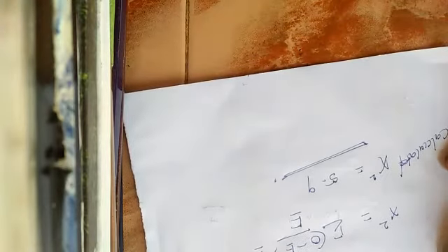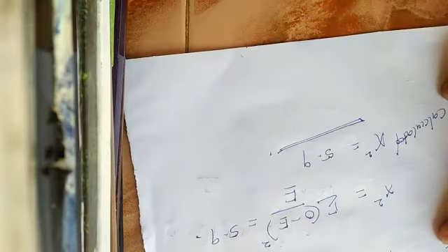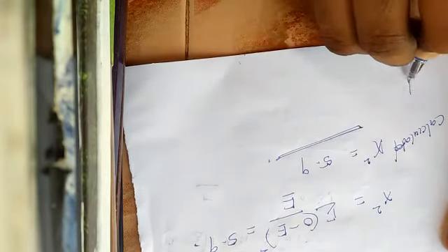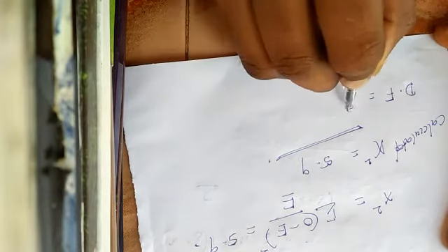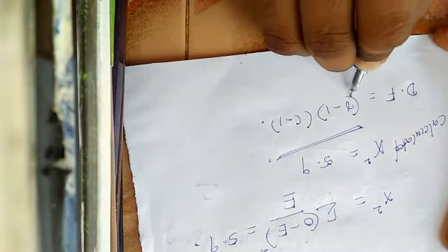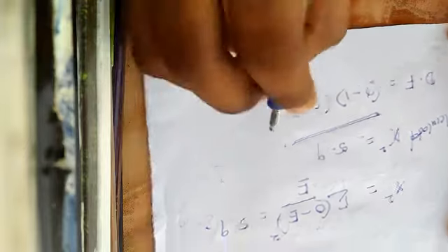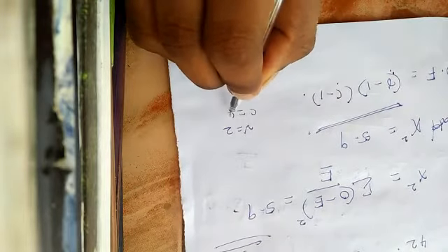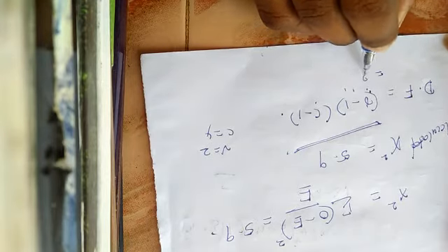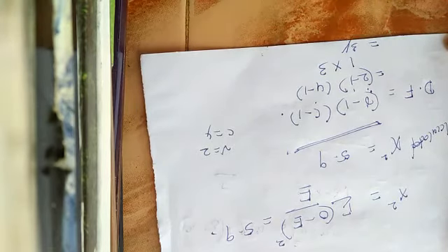Next you find the table value. First you find the degrees of freedom. Degrees of freedom is (R minus 1) into (C minus 1), where R is the number of rows and C the number of columns. Here the number of rows is 2 and the number of columns is 4. So, 2 minus 1, 4 minus 1, 1 into 3. So the degrees of freedom is 3.